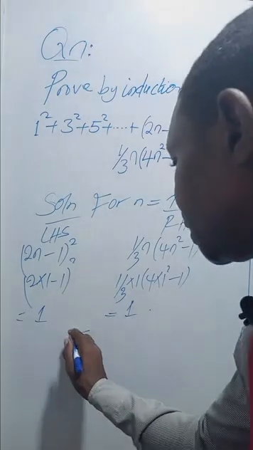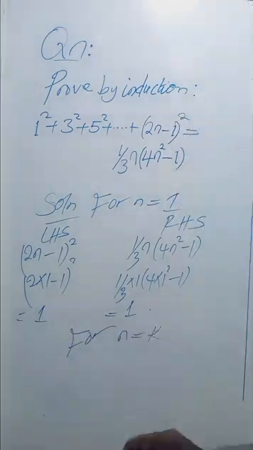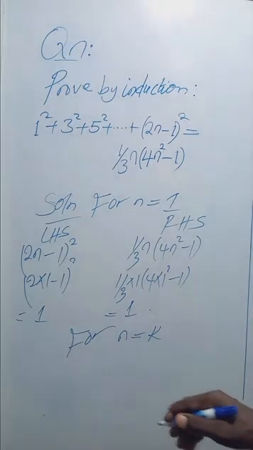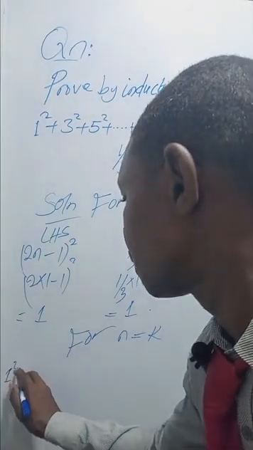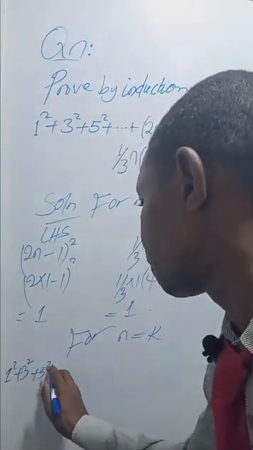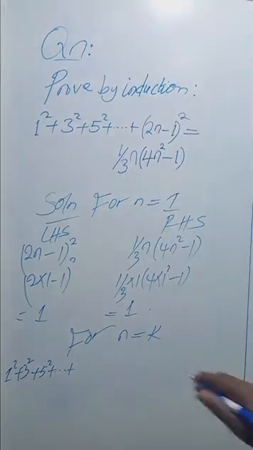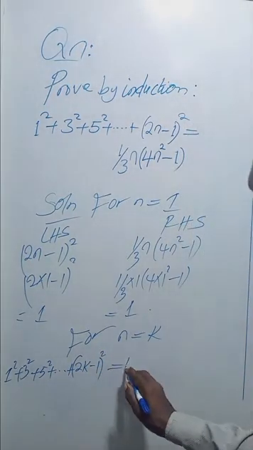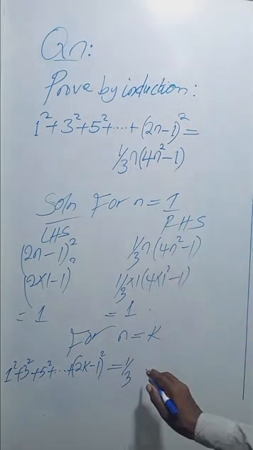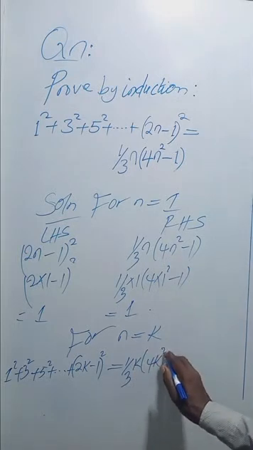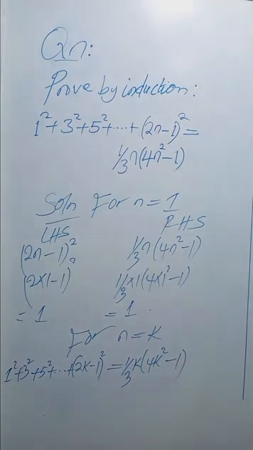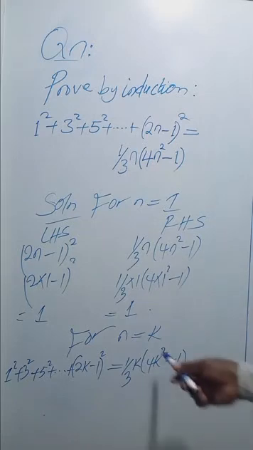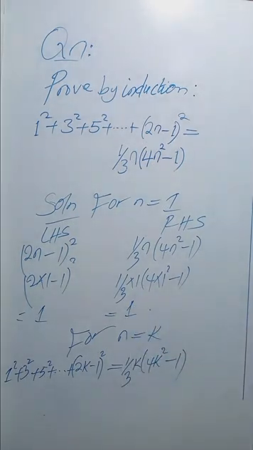What if now we go for n equals k? For n equals k, we simply substitute the value of k in place of n. So we shall have our statement as 1 squared plus 3 squared plus 5 squared plus dot dot dot, plus (2k minus 1) squared. And on the right hand side, we shall have 1 over 3, in place of n we put k, then (4k squared minus 1). The statement will definitely be true. Why? Because now n equals k and our n was 1. So if 1 is constant and the k is constant, then the statement will hold true.